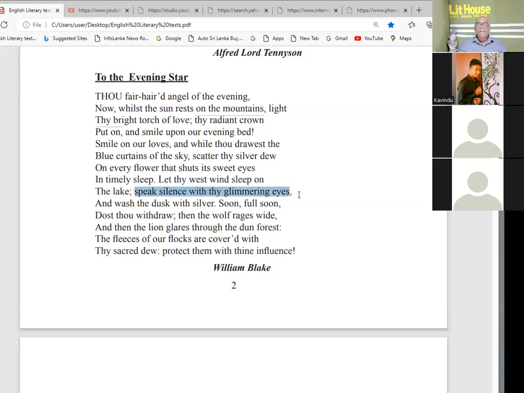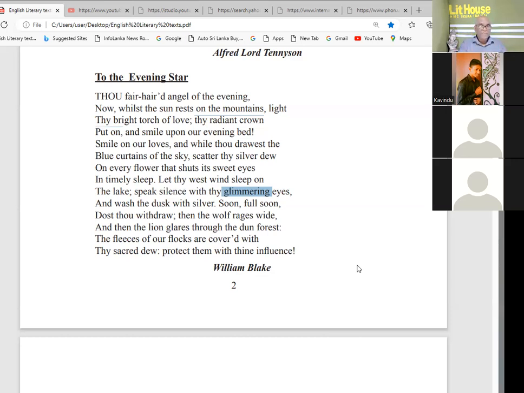Speak silence with thy glimmering eyes. Speak silence. This is very important. Underline speak silence. There is nice alliteration too. Speak silence. What is the meaning? Make peace. Create peace and harmony. Silence means peace and harmony. Please create peace and harmony in the human world with thy glimmering eyes. Thy means your. Glimmering means shining, very powerful. Glimmering eyes, beaming eyes. Now the poet believes the evening star has very powerful eyes.